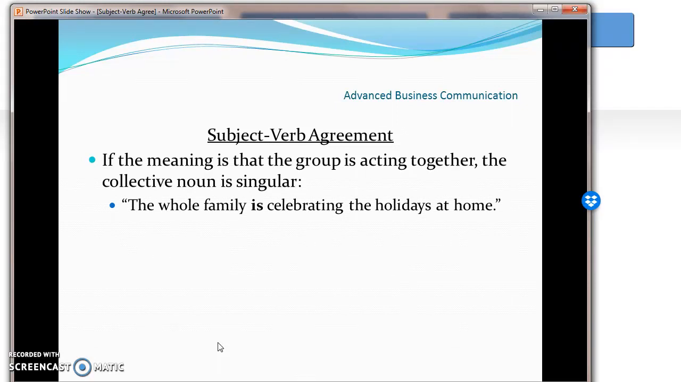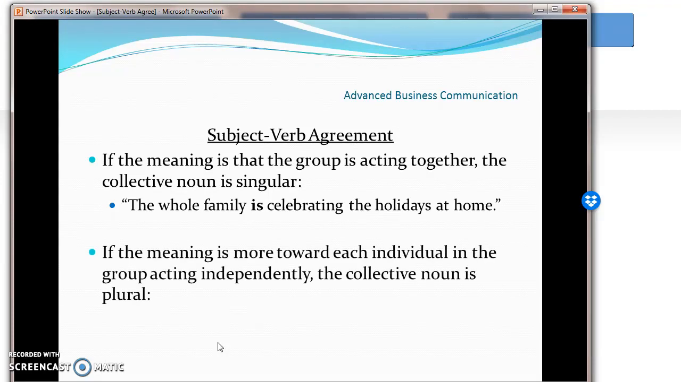The whole family is celebrating the holidays at home. Okay? So there you'll see that the family is treated as one, and so it's "the family is," not "the family are," okay? Because they're all acting in a sort of coordinated way, doing something together. But if the meaning is more toward each individual in the group acting independently, then the collective noun becomes plural.